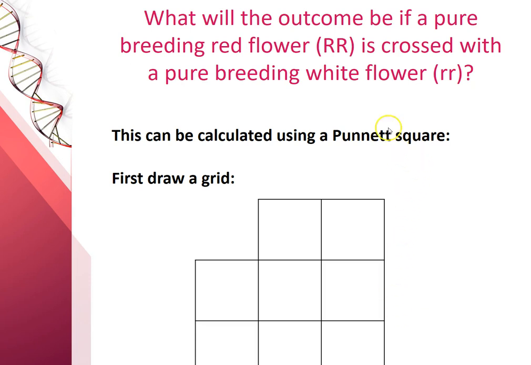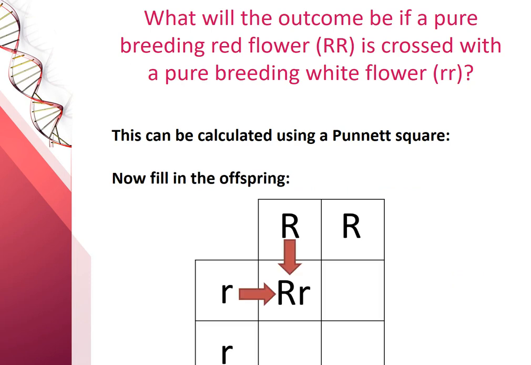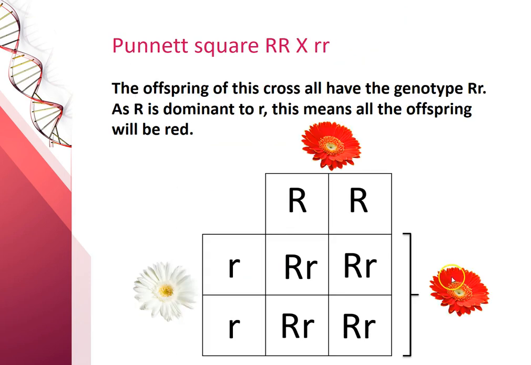So what's the outcome if we cross a pure breeding red with a pure breeding white? We can use a Punnett square. So we first of all draw our grid. We next fill in the gametes around the edges. Now we fill in the offspring. And that gives us our final cross. So pure breeding red, pure breeding white produce all heterozygous offspring which are red in colour.